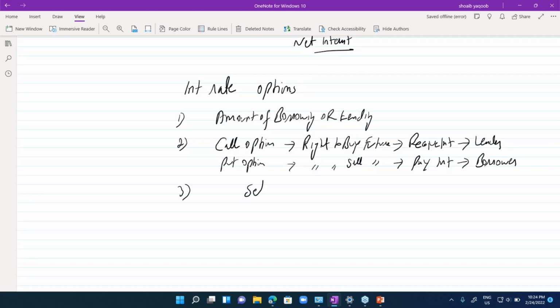Next, identify settlement date. Next, contracts. Borrower will always sell future. That's it. That's a rule.